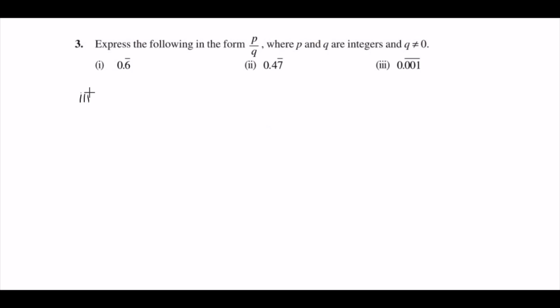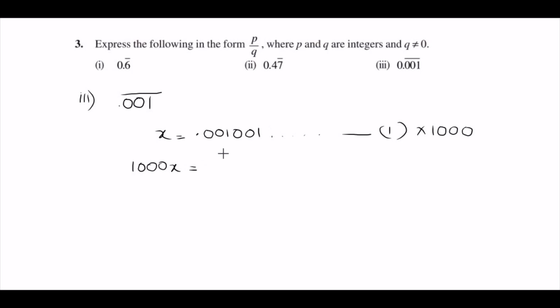Now the third one is 0.001 the whole bar. That is, let x be 0.001001 that goes on. So this will be the first equation. Now here how many digits are repeating? 3 digits are repeating. So you have to multiply by 1000. So that is 1000x is equal to, you multiply this decimal expansion by 1000. You take the decimal 3 places to the right. That is 1.001001 that goes on with the second equation.